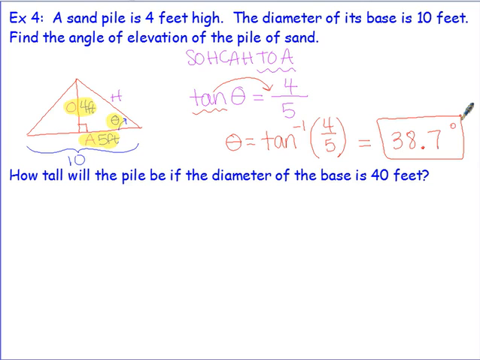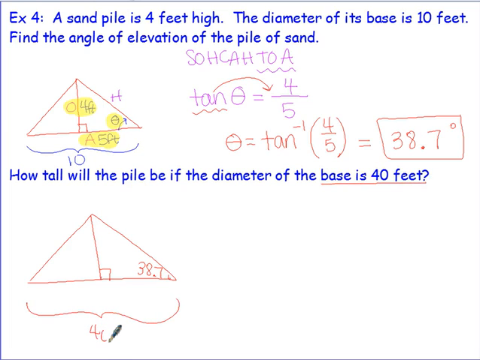So now we have a part B to this. Here's the thing. Now we want to know how tall will the pile be if the diameter is now 40. So in other words, this entire triangle is just enlarging. So we now have a bigger base and a higher pile. So here's what's nice though. This angle we just found is part of our new picture. So drop down, and you make a 90-degree angle. So I'm going to write 38.7 in that angle. 38.7. I now know my base is 40. So this entire distance is 40, which means this is 20.